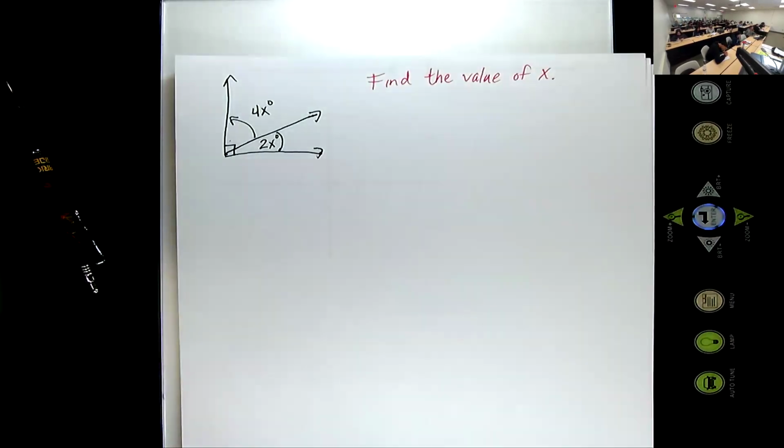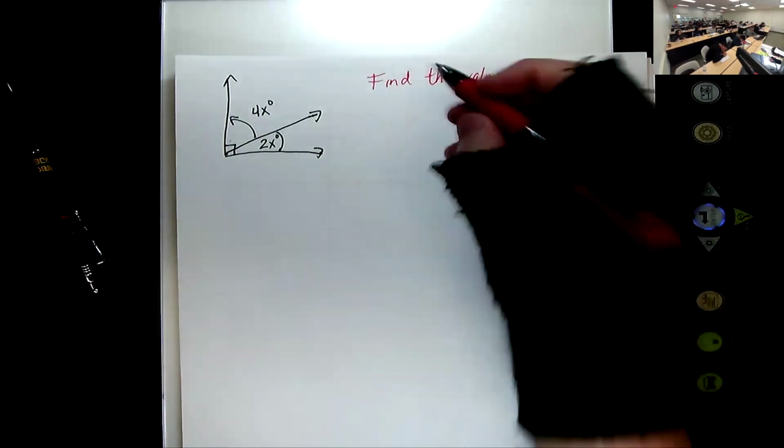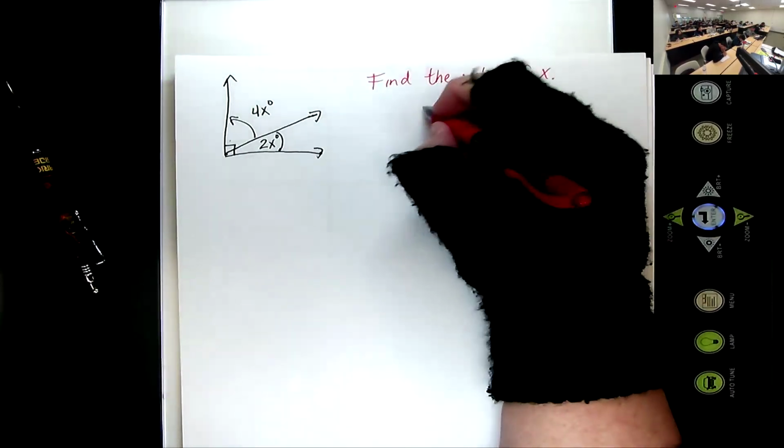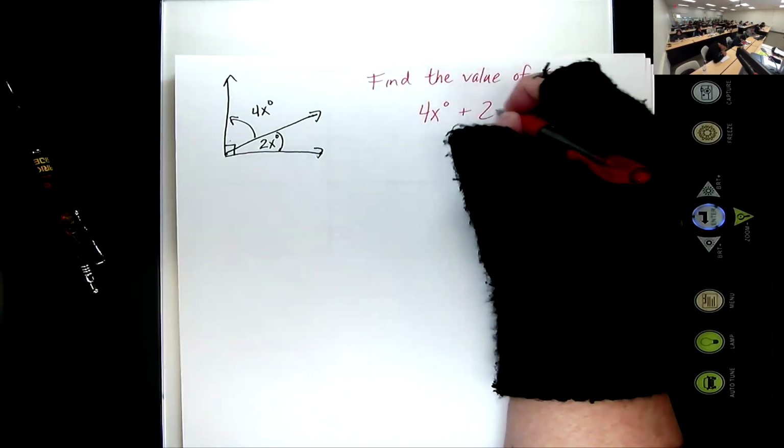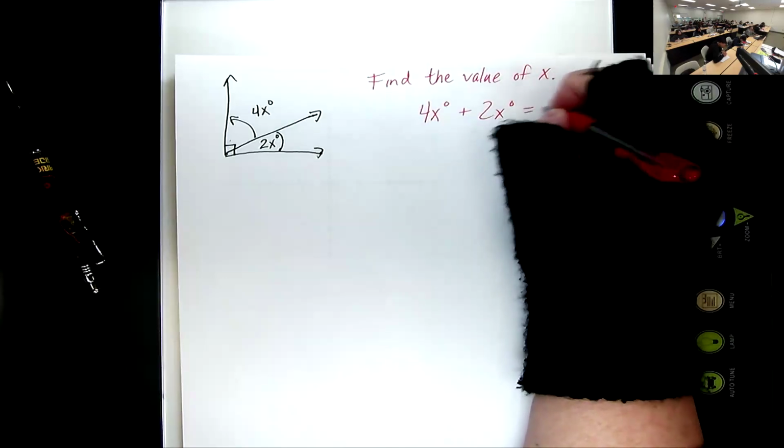4x plus 2x equals 90 degrees. That's a good way to go about doing it. We saw it's a right angle, we know they add up. These two are adding up to it. So adding 4x plus 2x, it should equal the 90 degrees.